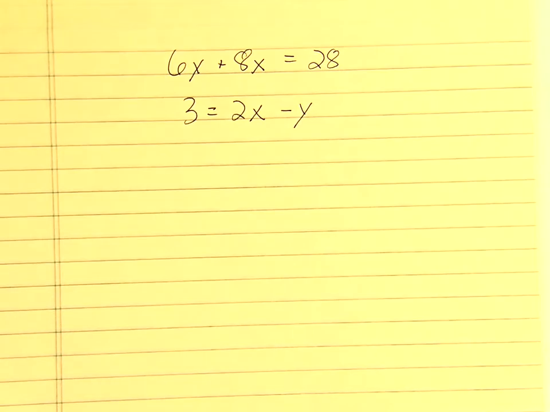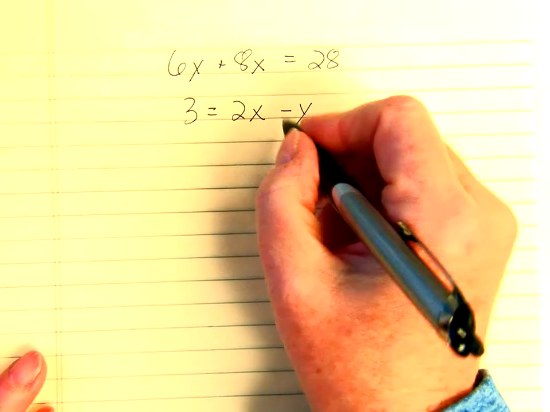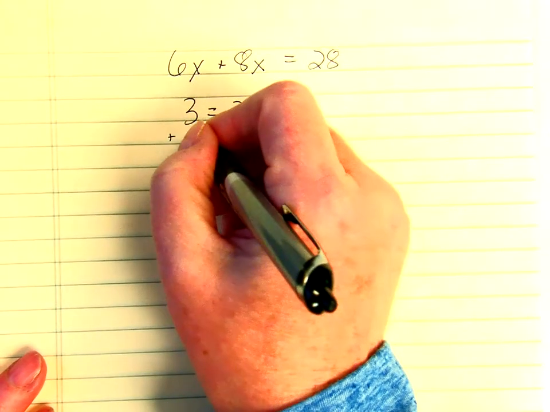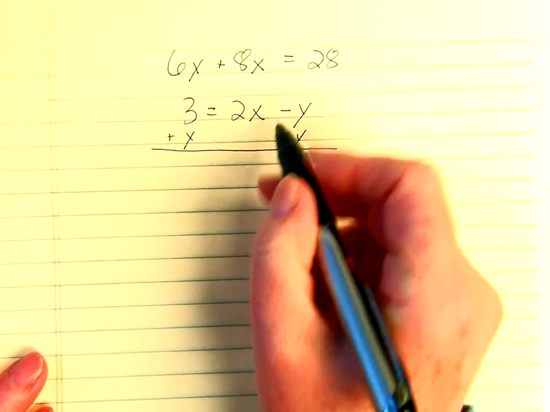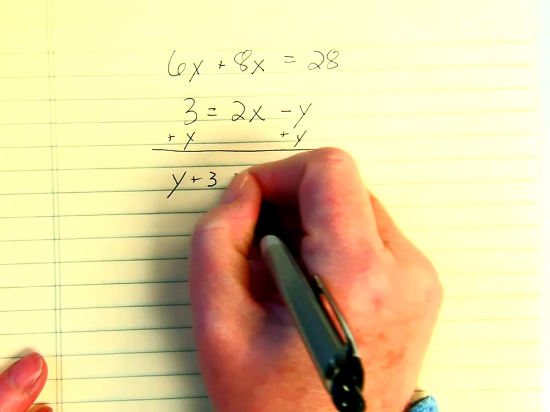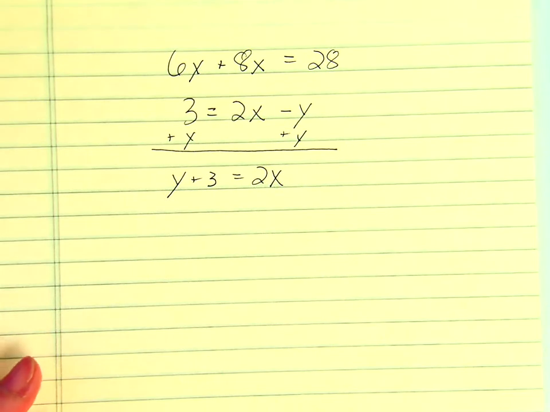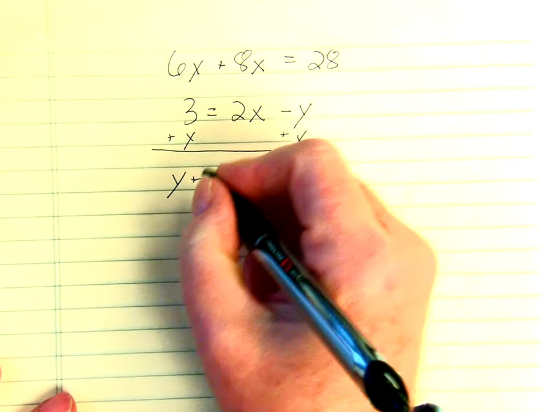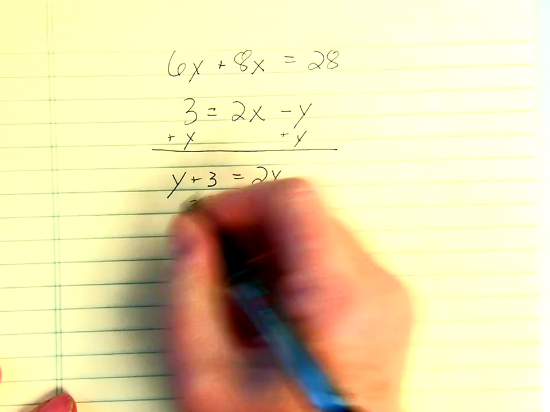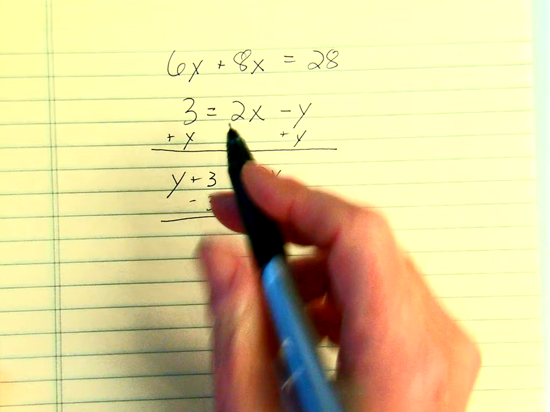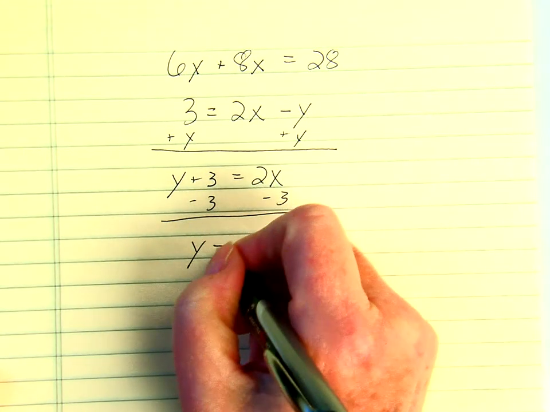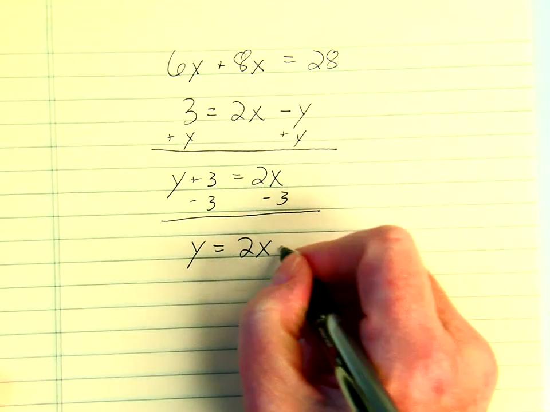Now, in this case, we don't have any easy substitutions. So basically what I'm going to have to do here is create that easy substitution. I'm going to go ahead and add y to both sides. It just seems like the most prudent thing to do. That's going to give me y plus 3 equals 2x. Then I'm going to subtract my 3 to get my 3 on the other side. So you have to do just a little bit of calculation here. You get y is equal to 2x minus 3.